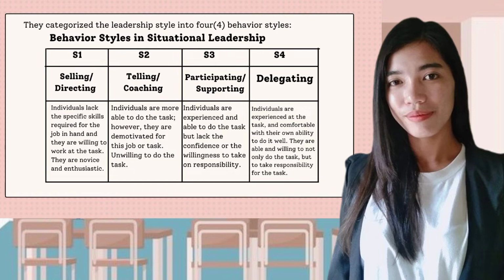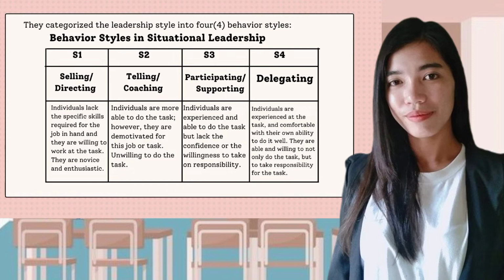Style number 3 is participating or supporting. Individuals are experienced and able to do the task but lack the confidence or the willingness to take on responsibility. These are people who lack self-confidence and self-esteem. They have experienced or done a task but do not want to try again because they are ashamed that the outcome might not be pleasant.